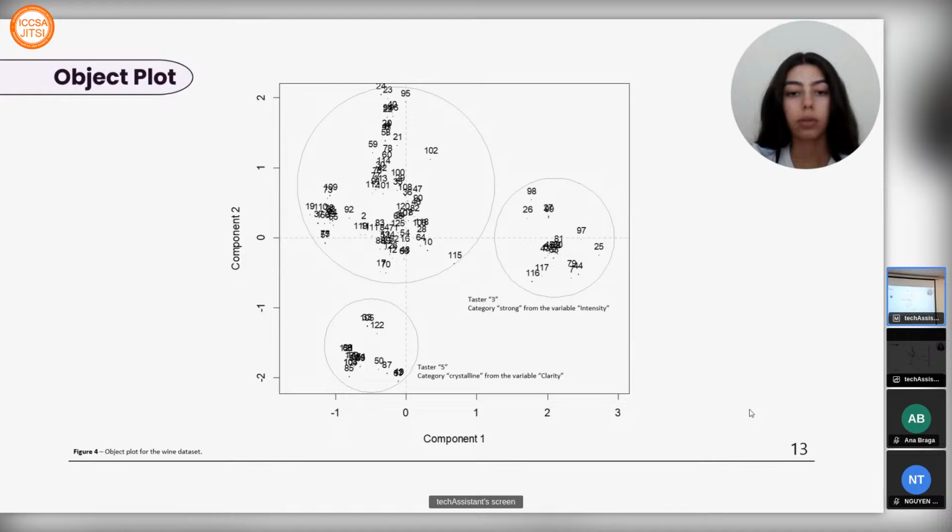Additionally, it is also possible to relate the object scores to the component loadings through the biplot. This plot reinforces the previously explained observations.